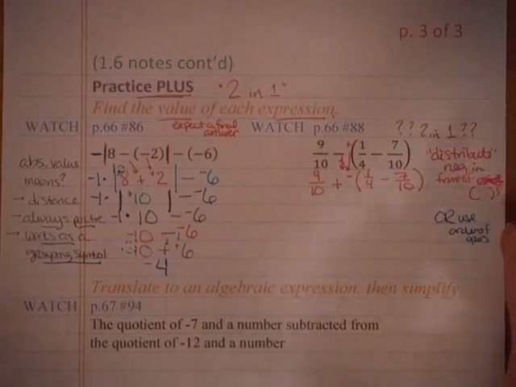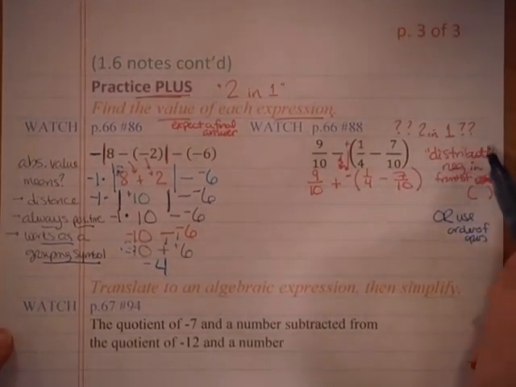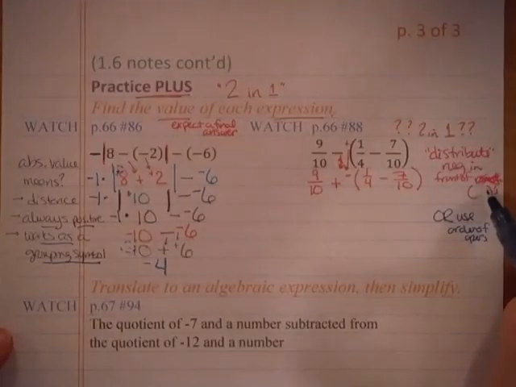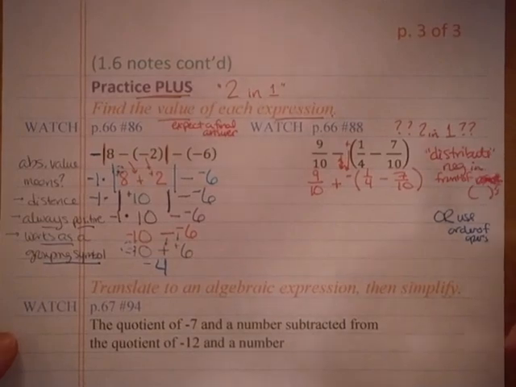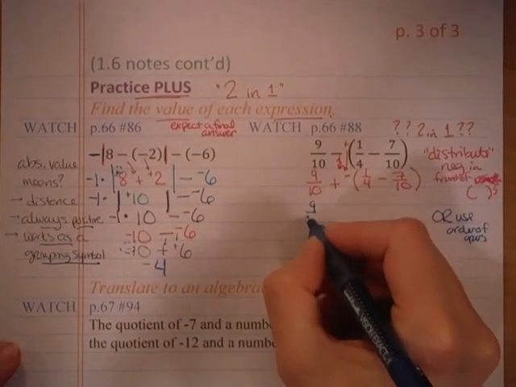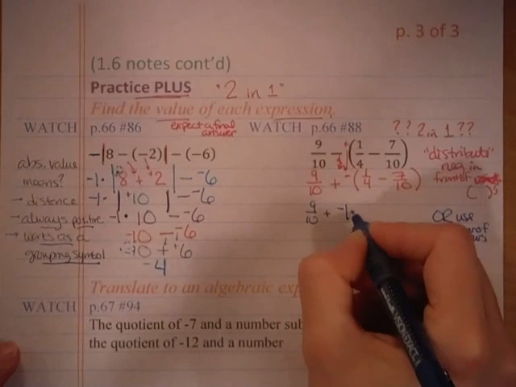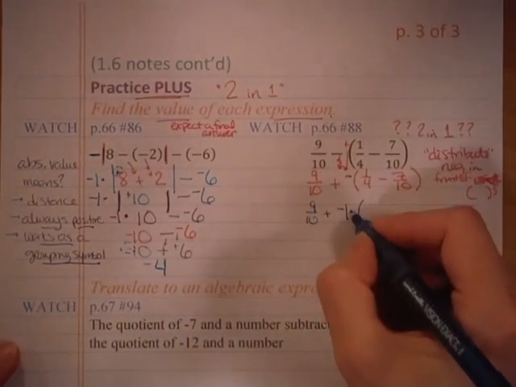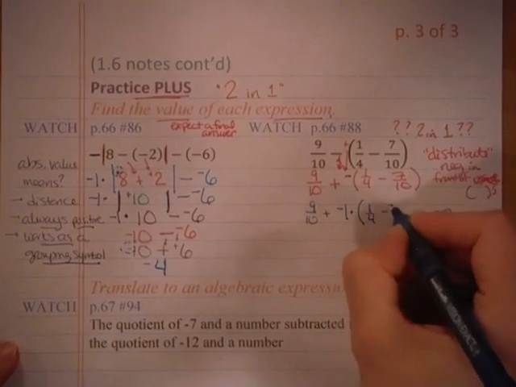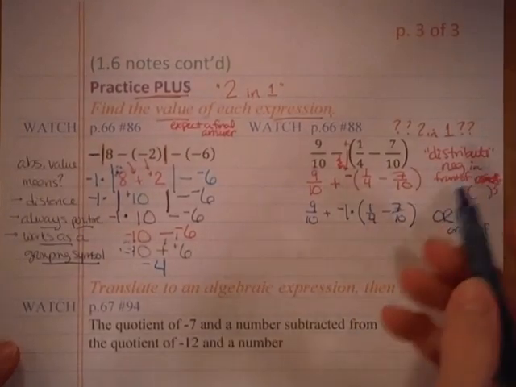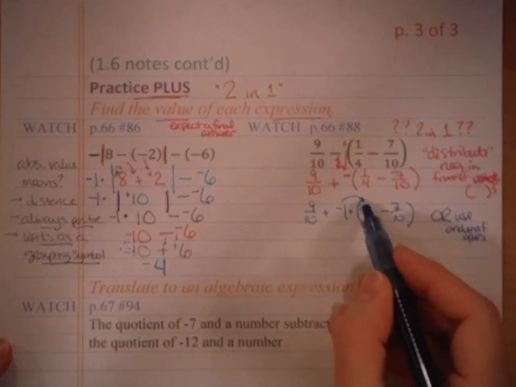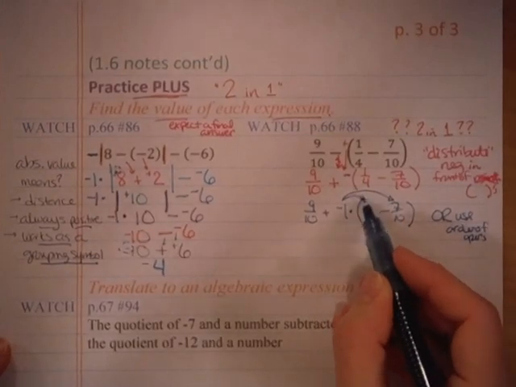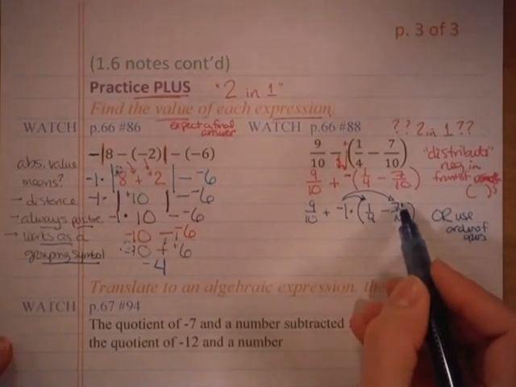As a bonus, what we're getting is exposure to this idea. How do you deal with a negative in front of parentheses? You get to distribute it. Okay, so 9/10 plus, it's like having a negative 1 times that. We have a negative out front of a grouping or parentheses. It's like having a negative 1 times that. You get 1/4 minus 7/10. What does that mean? That means that negative applies to both pieces. It means you're finding the opposite of both of those.